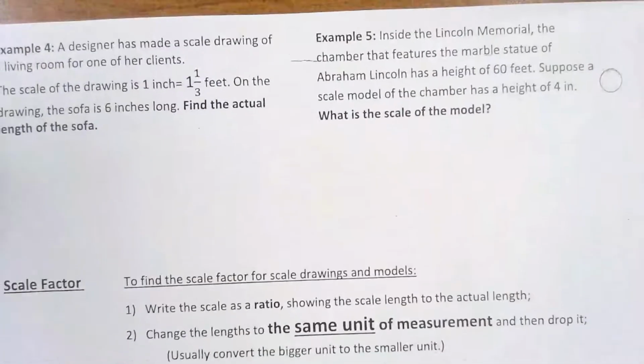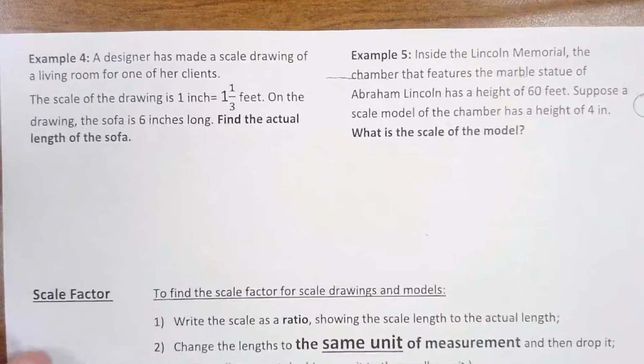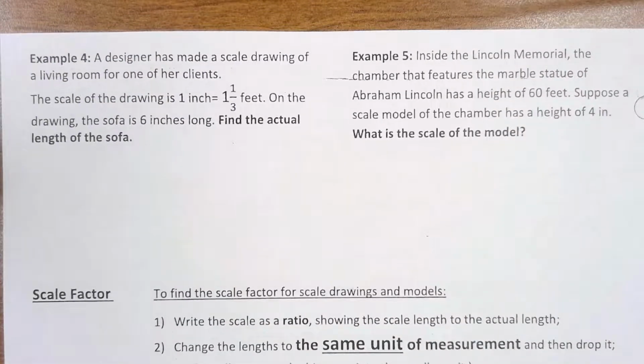All right, so we do have a couple more examples on the back. For number 4, a designer has made a scale drawing of a living room for one of her clients. The scale of the drawing is 1 inch equals 1 1/3 foot, and the drawing of the sofa is 6 inches long. Find the actual length of the sofa.